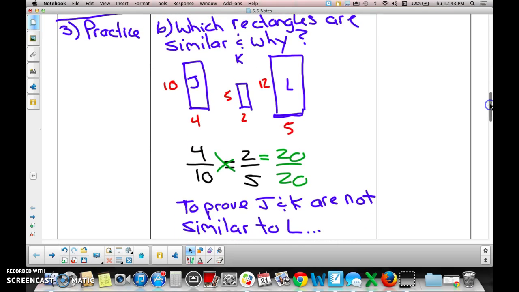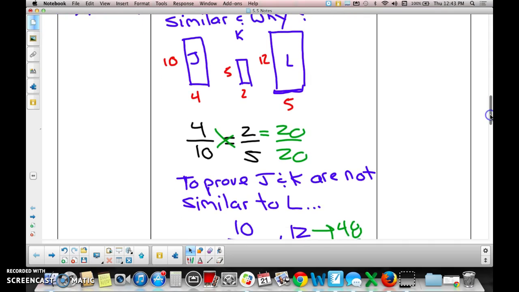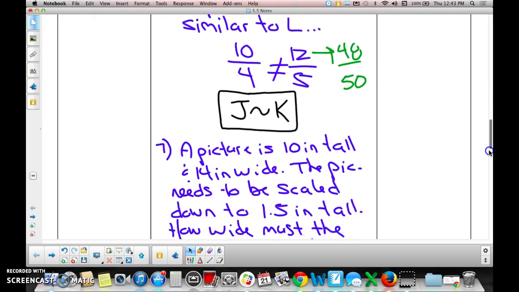Number 3 here, we have an example of similar figures. Using corresponding sides, we determined which of those 3 shapes were similar by using proportions, which we did in our last lesson, yes or no? Okay. So cross products, cross multiplication. Okay, so go through that, read through that.